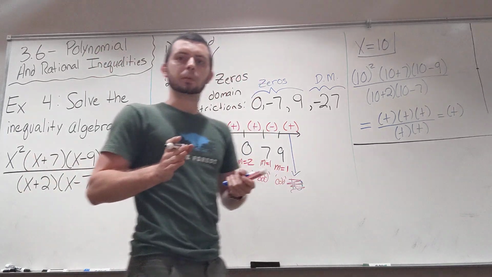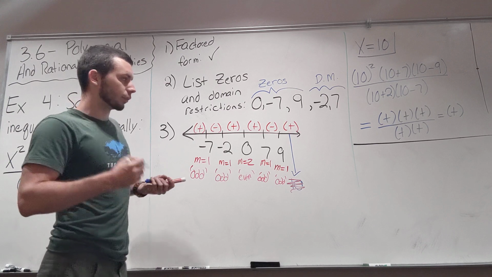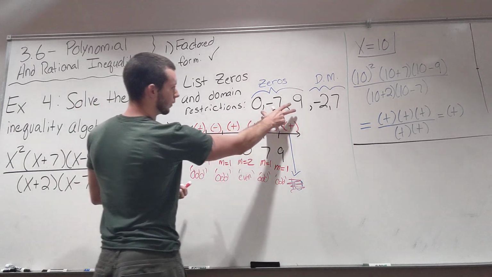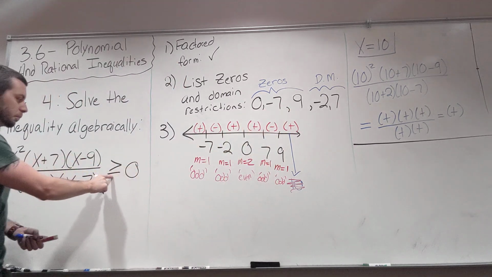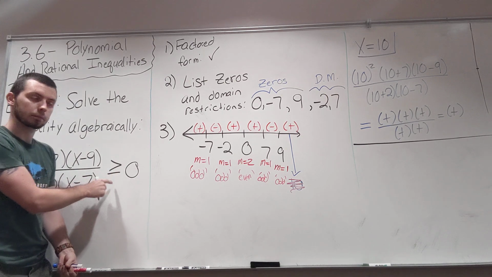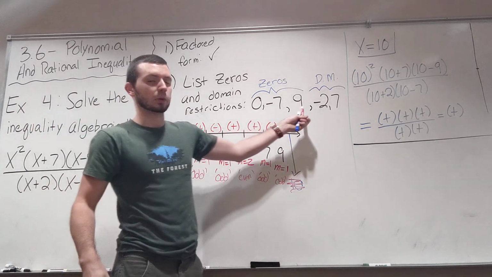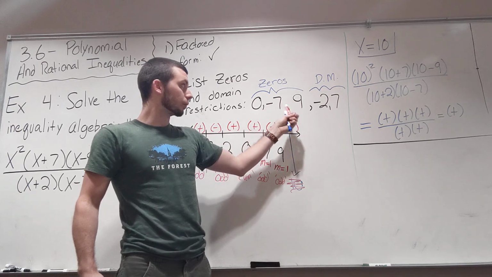But also remember the zeros, because there's an equal to component here, any zeros that we list are going to have a bracket.